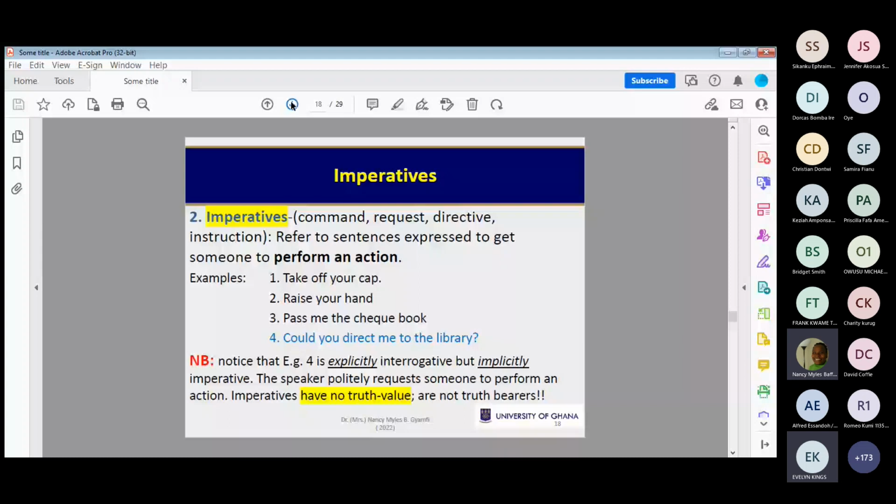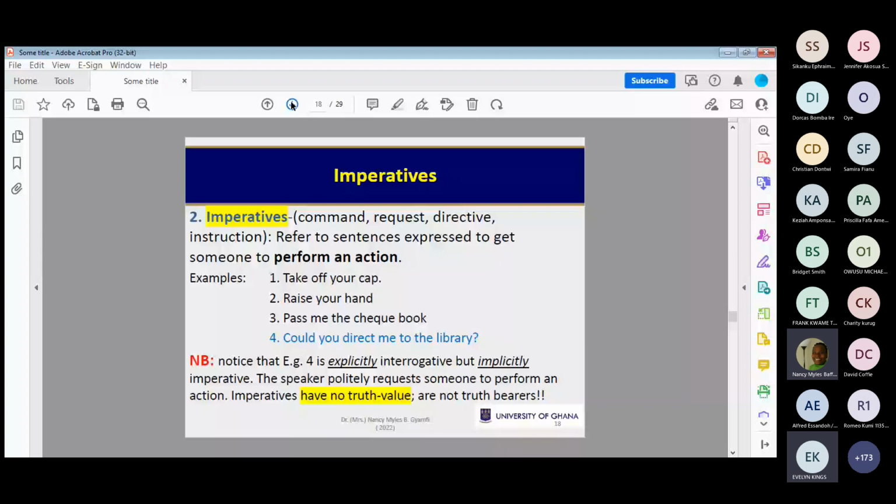So when it is a request, you will see that it won't come direct, like stand up. I could say, could you stand up? Would you direct me to the library? Would you explain the topic again? When I say, would you explain the topic again, I'm not asking the lecturer to say, yes, I would explain the topic again. No, I'm not looking for information.